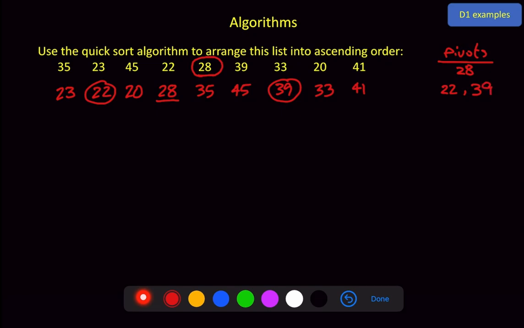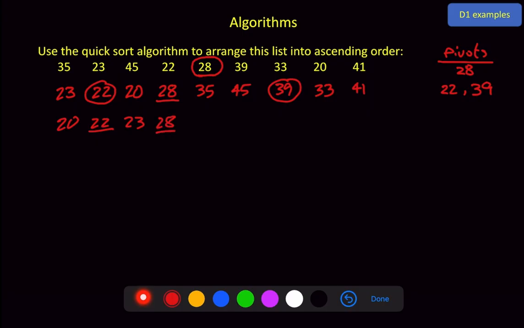So 22 on this side of 28. 23 is bigger, so I'm not going to write it down. 20 is smaller. That goes there. Then I'm finished because I've hit 28, which doesn't move. So 22 goes into its right place. 23 is bigger than 22. So I've applied the algorithm on those three numbers as a separate list.